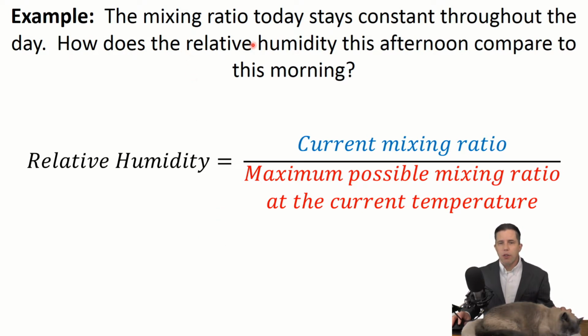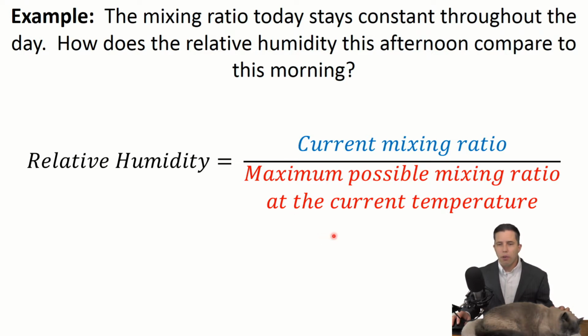So the mixing ratio today stays constant throughout the day. How does the relative humidity this afternoon compare to this morning? So we're going on the assumption here that this afternoon is warmer than this morning, normal day. Okay, so then we write out the definition of relative humidity and think about, okay, is the numerator going to change? Is the denominator going to change? So let's start with the top. Is the mixing ratio going to change? Here it says mixing ratio today stays constant. So the top of this fraction is going to stay constant throughout the day because we're told that.